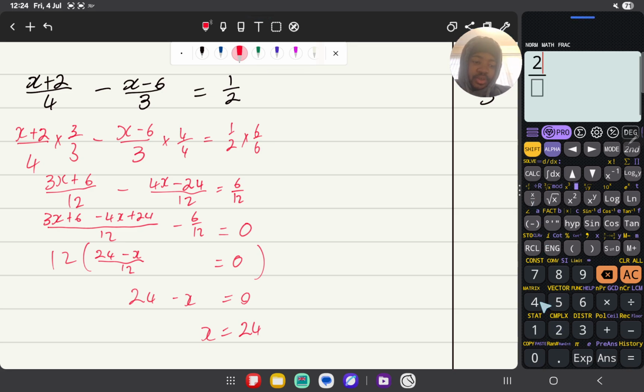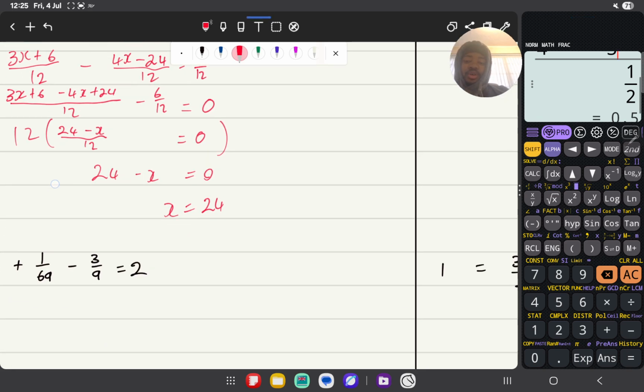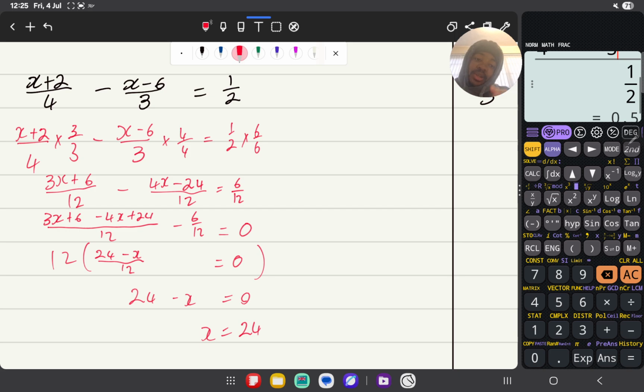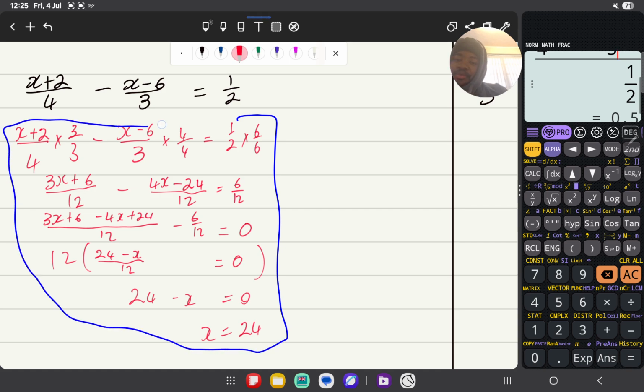Let's give it a test. We say (24 plus 2) all over 4 minus (24 minus 6) all over 3. We are getting exactly 1 over 2, which is right, half. So I'm going to use a different method, which is the one that I actually prefer over this one that we have just done.